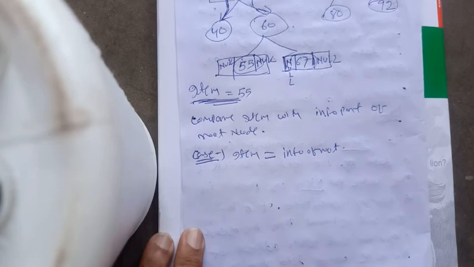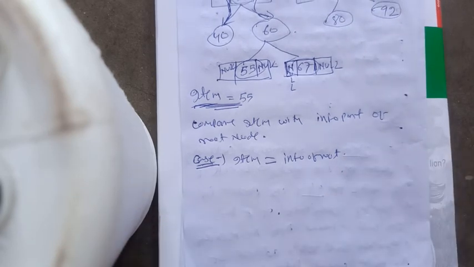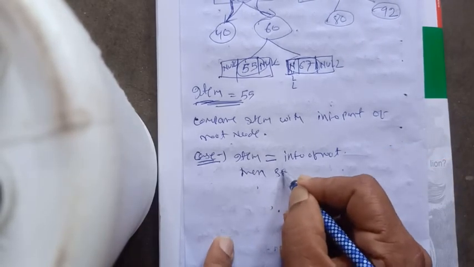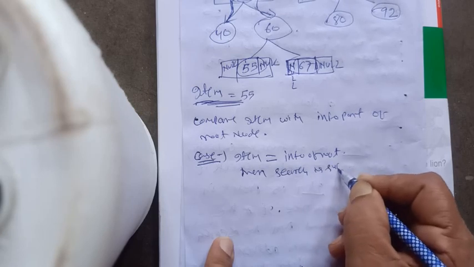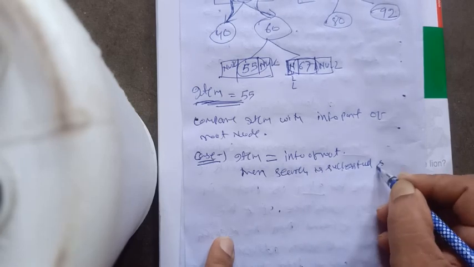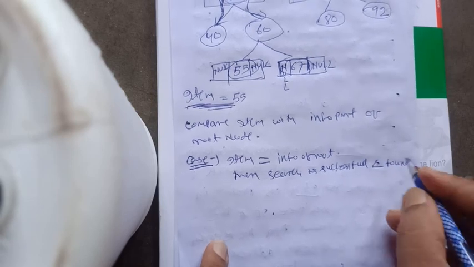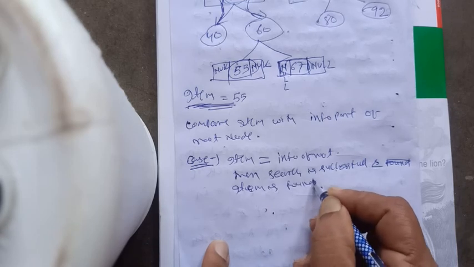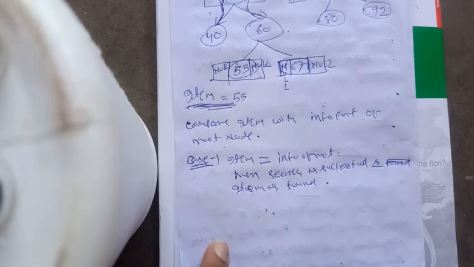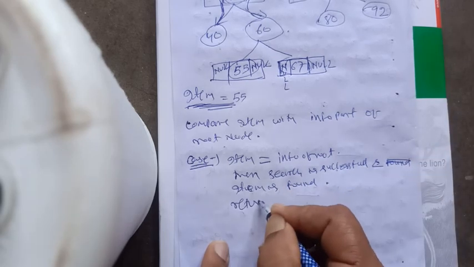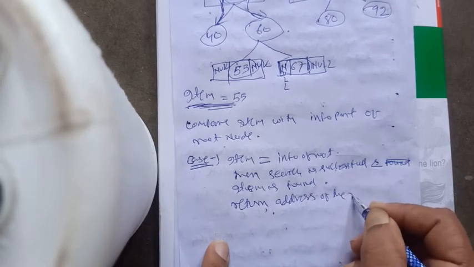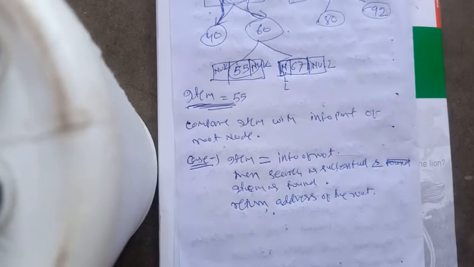Now when it is found, in that case we say the search operation is complete, because the item matched and the item is found. Then the search is successful and found. What is found? The item is found. So the address of that node is present and returned. So return the address of the root.